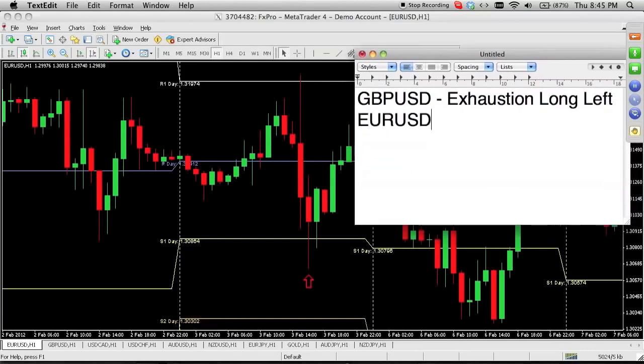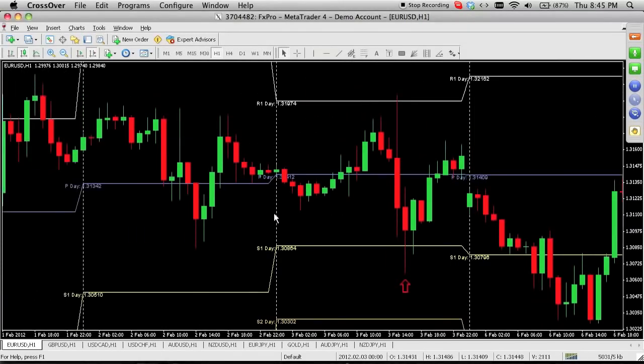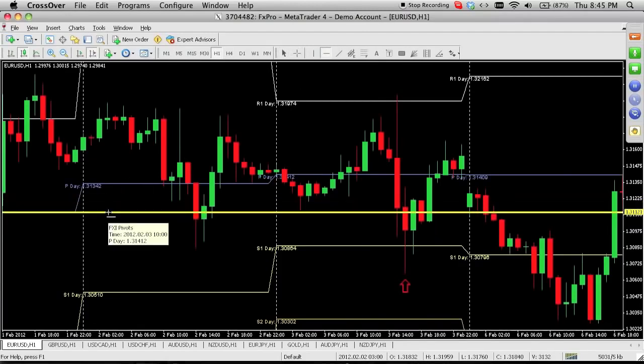Okay, Euro USD, exhaustion, lagging. Lagging means it's still behind. It's still red. It hasn't got a chance to go up yet. Bounced off the pivot, nothing on its way. Clear skies. Actually, there's one resistance right there. So the closest resistance is right there.